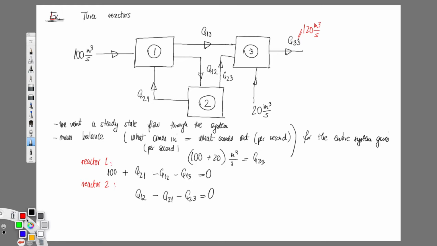And then reactor 3, what do I have? Q23 plus 20 minus 120 equals 0. Those are my equations, okay? Now I just have to rewrite them. Now, how many unknowns do I really have?